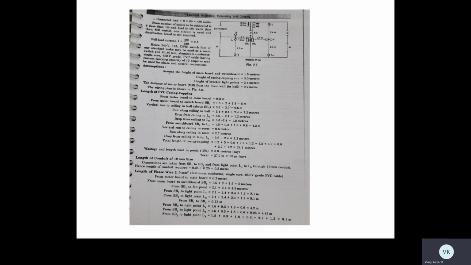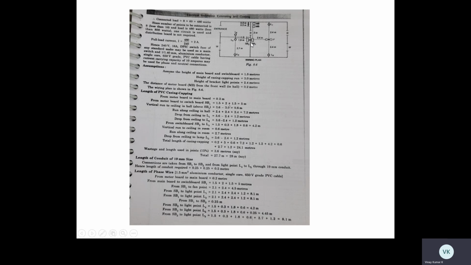Drop from the ceiling to lamp 1. The lamp is normally connected 1.5 meters below the, sorry, okay, here he has already given the height of the roof. The height of the roof is 3.6 and the cable is drawn up to 2.4 meters, so the difference gives you the drop from the ceiling. That is 3.6 meters minus 2.4 meters, which is 1.2 meters.